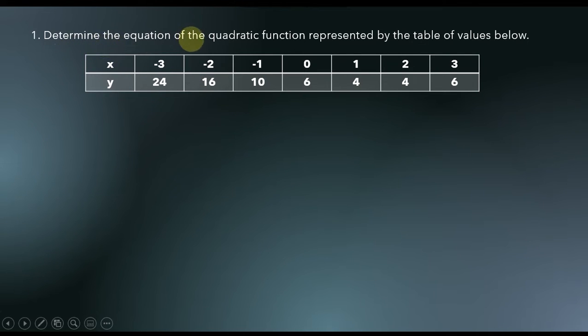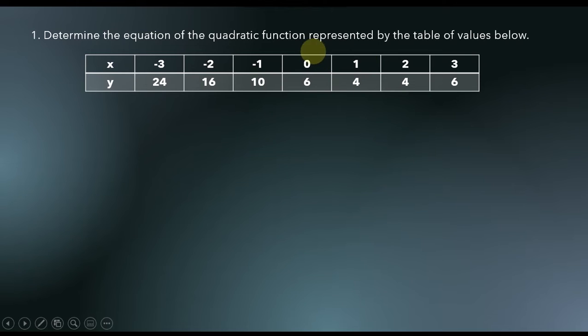Determine the equation of the quadratic function represented by the table of values below. So given here are the values of x and the values of y at the bottom row. To solve for the equation, you must first take three ordered pairs from our table. Make sure to choose those three ordered pairs that seem easy to use for our solutions.